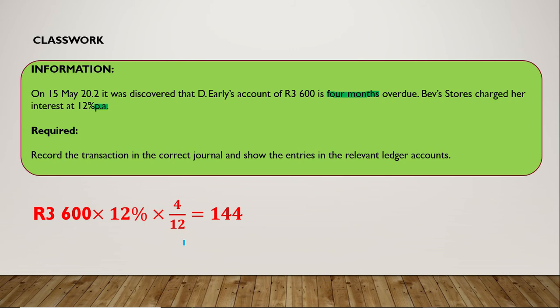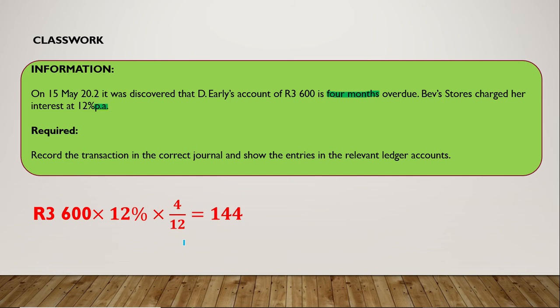So basically we are going to debit DLE's account with that 144, and we are going to credit interest income or interest on overdue account. This transaction will be recorded in the general journal because it does not meet all the requirements to be recorded in any of the other journals. It is not cash. This is not the money that we received, so I can't record it in the cash receipt journal. It is also not the money that I have paid, so I can't record it in the cash payment journal. I didn't buy on credit.